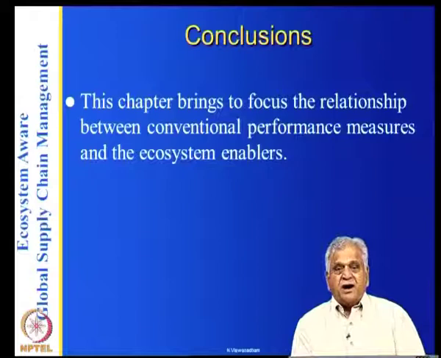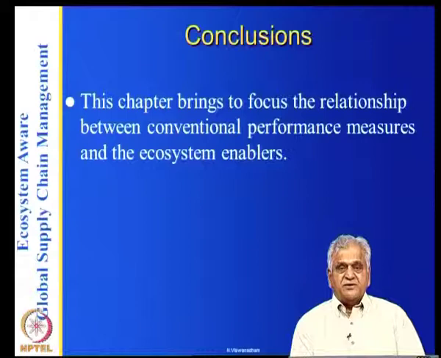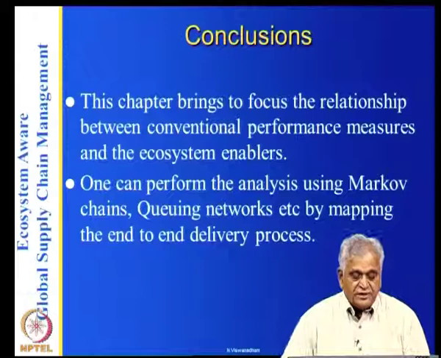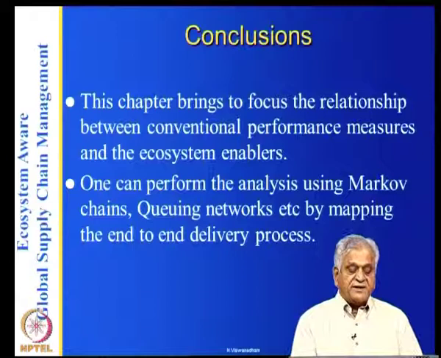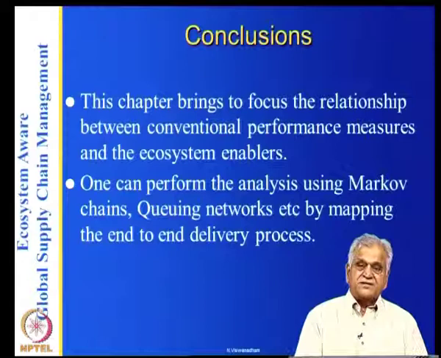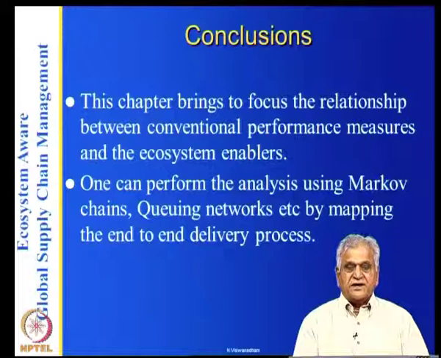Because for each of these ecosystem parameters, if you want logistics, then there are logistics providers. If you want some policy making, then you have to approach the government. They are the decision makers, and that's how the performance can be improved. And one can perform the analysis using Markov chains, queuing networks, etc., by mapping the end-to-end delivery process. So you can take an example of the end-to-end supply chain and write a basic queuing network, showing how your product is traveling through the entire supply chain.